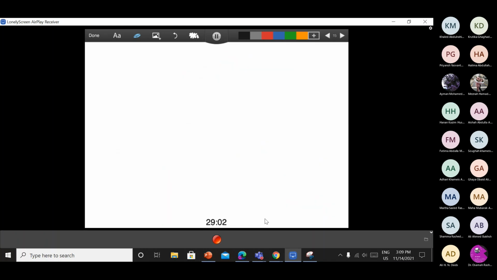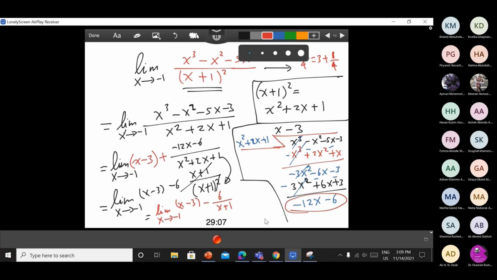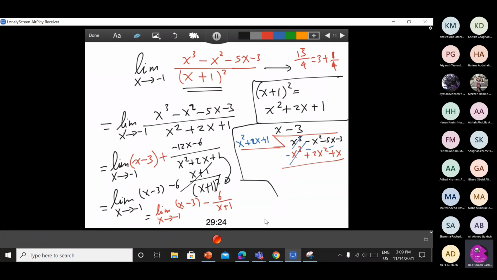Doctor, in the long division part, in the last step, it should be minus 6x, not positive 6x. Where is this one? Yeah, minus 3. Yes, you are right. Just a minute. Okay. So what do you have here? You have minus 3x squared, correct? And this is minus 6x, correct?